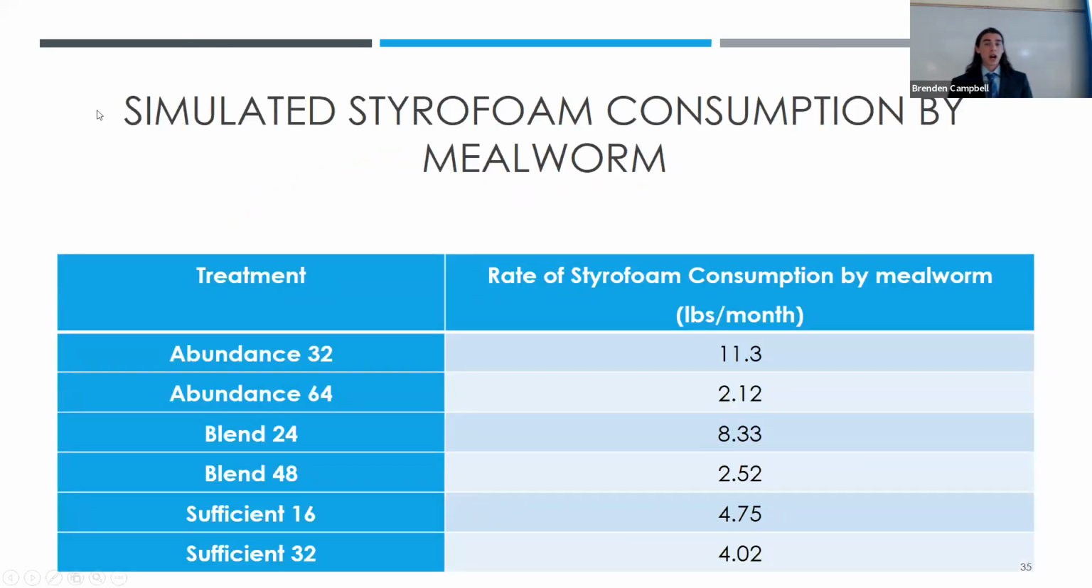So this is the simulated styrofoam consumption by the mealworms. These numbers were first derived in a per mealworm per day on a gram basis, and then scaled up to a pounds per month basis based off of how many worms are in the system. So the supply chain model assumes a 200-pound larval operation over 60 months of operation. There are no mealworm industry standards, so a conservative 200-pound larval operation was chosen based off of some commercially available information.